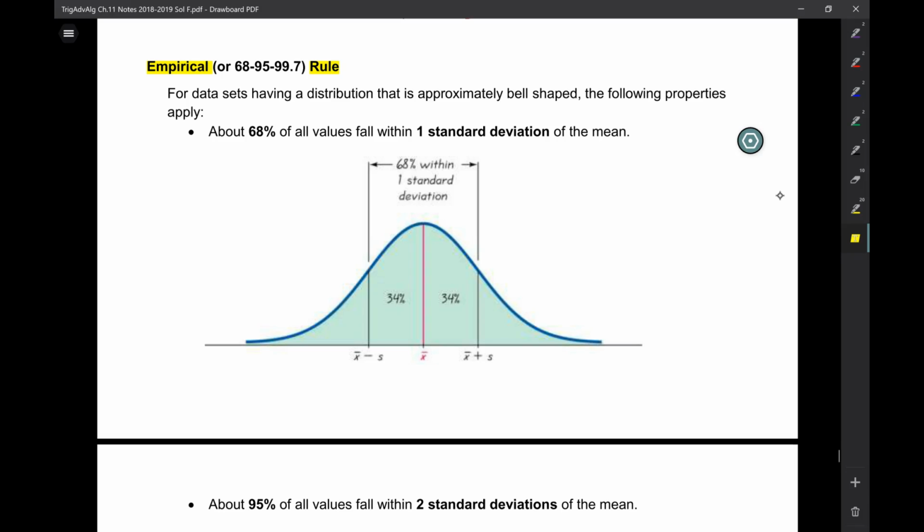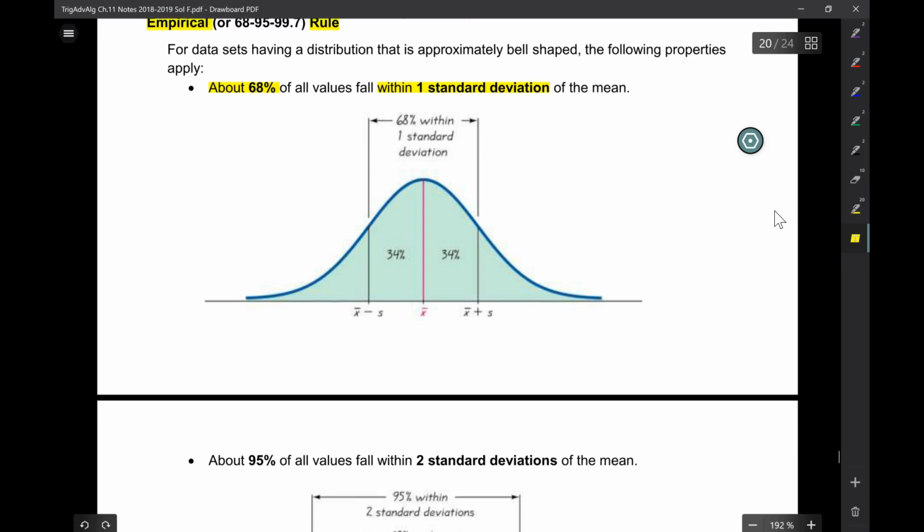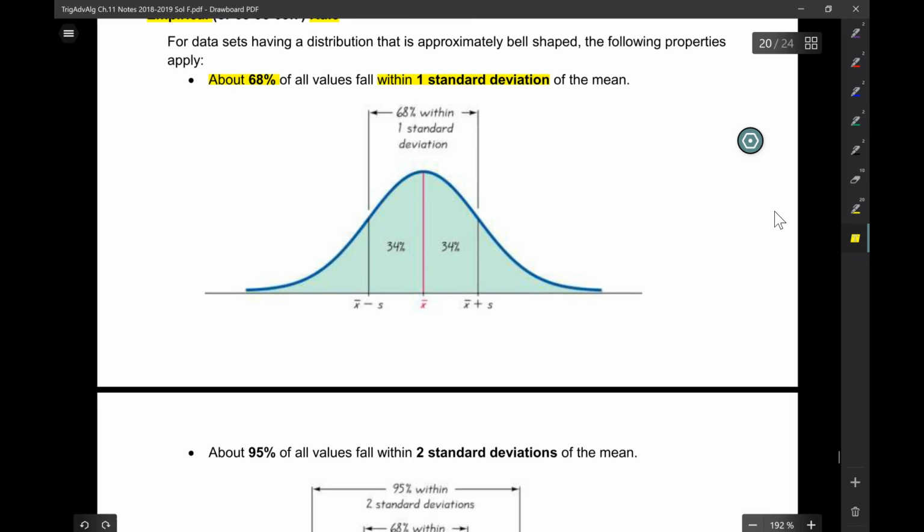If you have a normal distribution with a bell-shaped curve, then about 68% of all the data values fall within one standard deviation of the mean. This is the big idea. This is the big deal. Here, the red line is the mean. 68% of the data points lie within one standard deviation to the left and one standard deviation to the right.